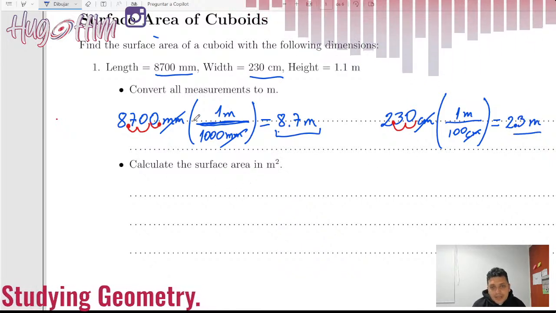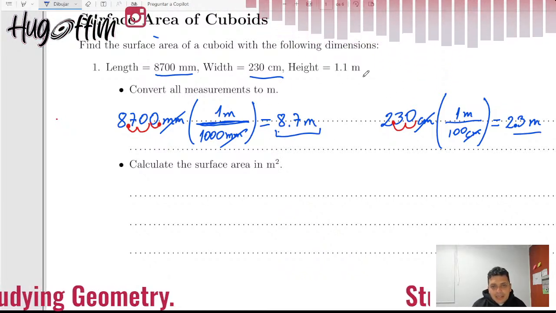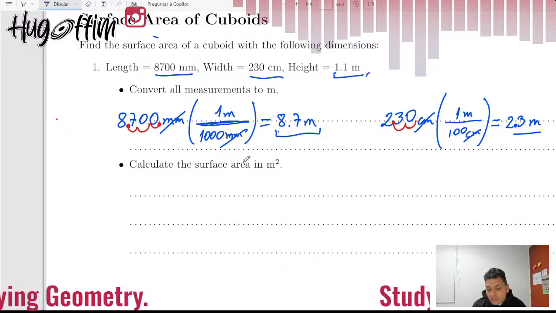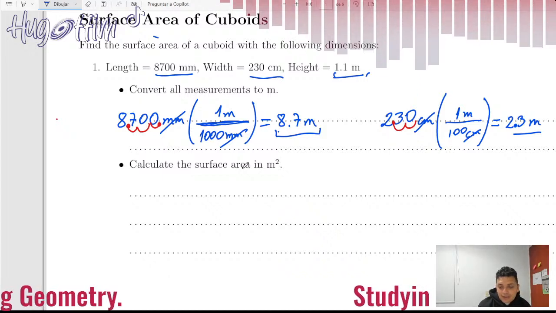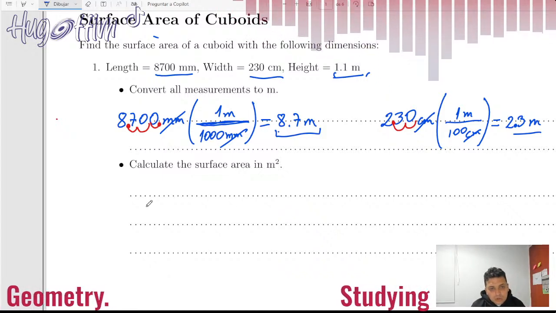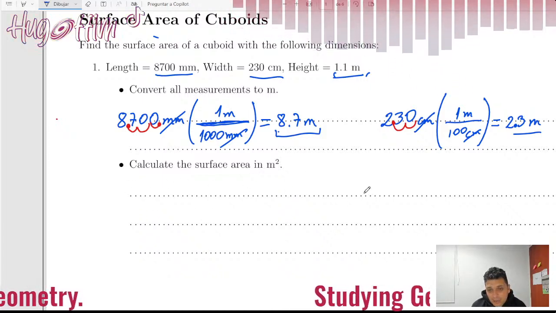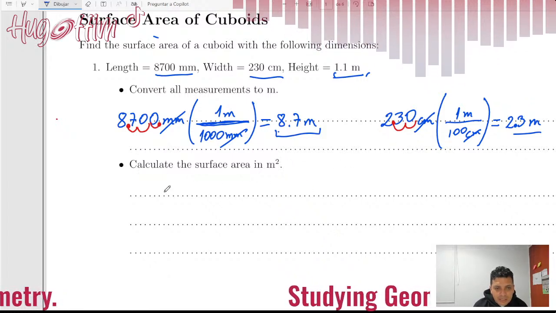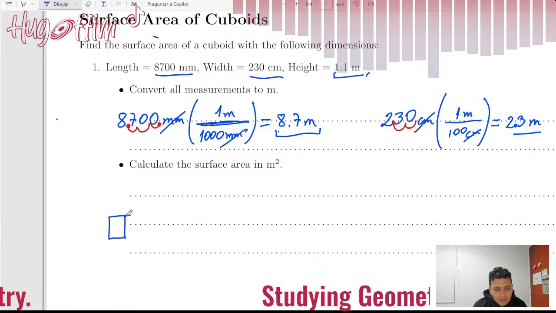Now I already have the 3 measurements: 8.7 meters, 2.3 meters, and the height is 1.1 meters. I don't need to convert it. And I need to calculate the surface area. Even though here it's not asking you to do the net, it will be good if you identify what the net looks like. After you identify the net, you can calculate the area. So imagine that the net is made by rectangles.